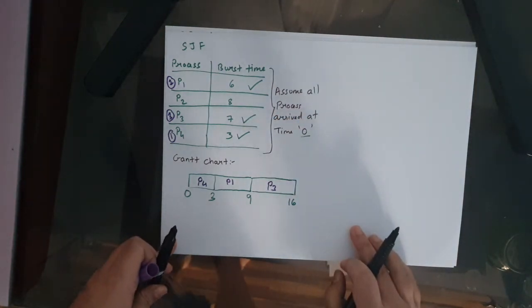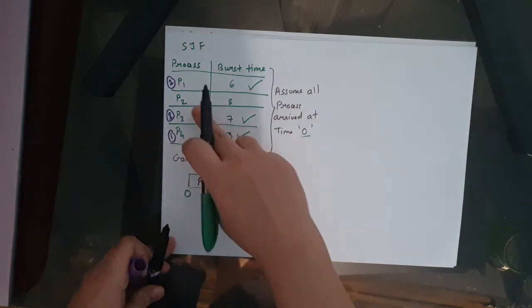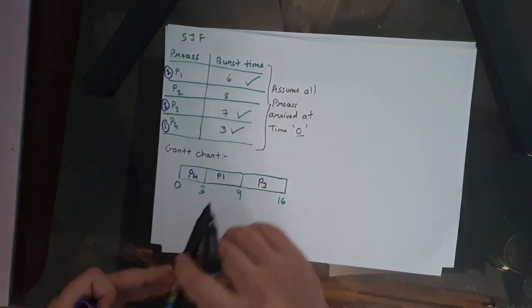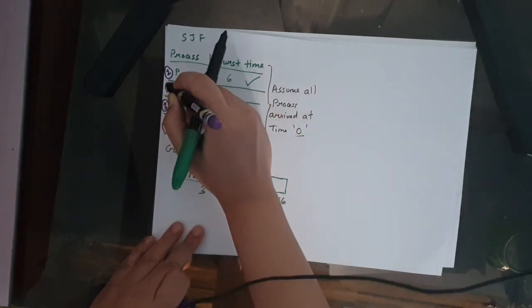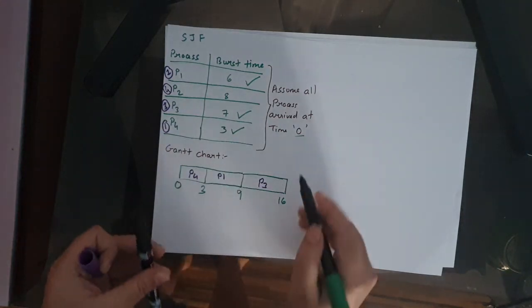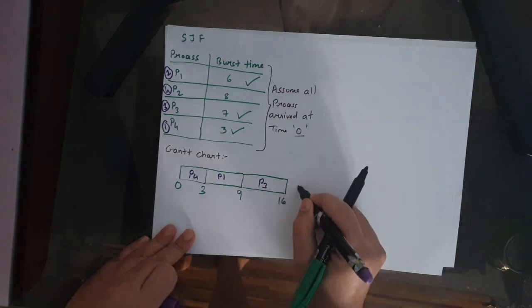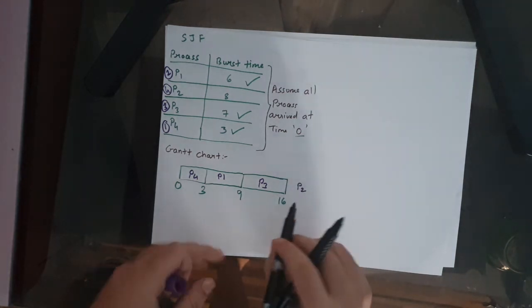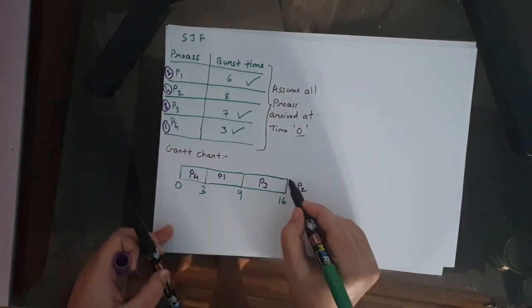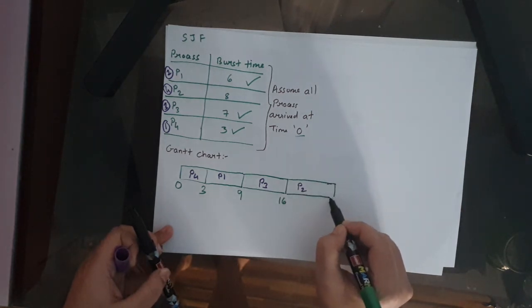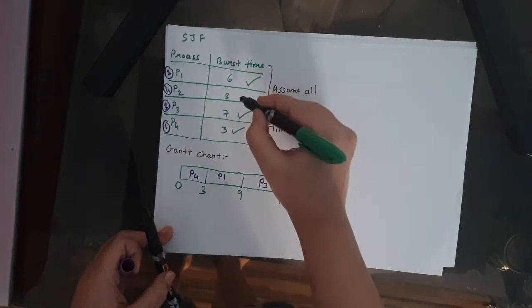After that we will be giving the CPU to the last and final process. There's only P2, there is no other process to compare with. So we'll be giving the CPU to P2. It is supposed to execute for the next 8 units, which will make us reach 24. With this, the execution of all 4 processes is over.